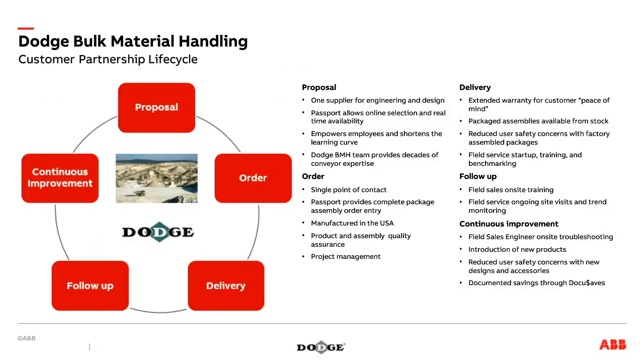When you look at it from the very beginning in the proposal stage of any bulk material handling project, going all the way through the order stage and delivery and follow-up and continuous improvement, the capabilities that our team brings together really makes a difference in each one of these stages. In the proposal phase, whether it's partnering with the bulk material handling team or utilizing the Passport online selection tool, it really gives either the opportunity to partner with someone that has decades of conveyor expertise, or it's empowering your own employees to design their own conveyors.